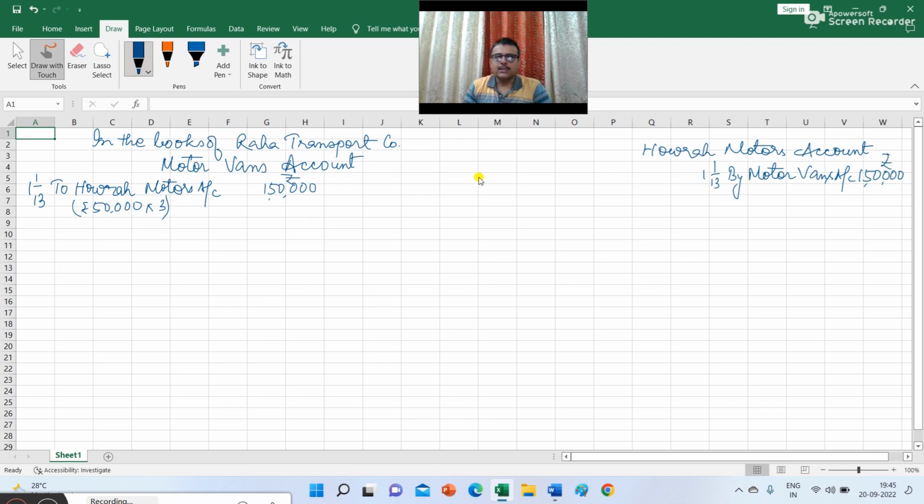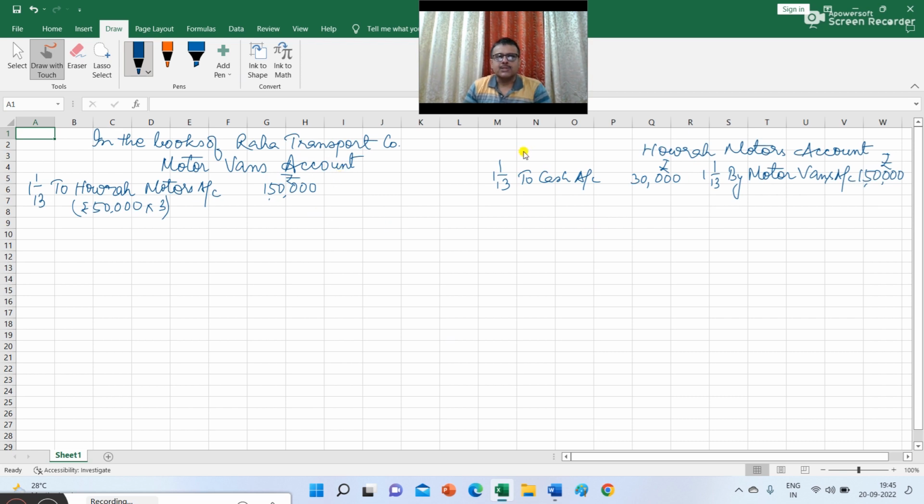1,50,000. So, on the same date, that is on 1st January 2013, there was a payment made by Raha Transport Company rupees 30,000 to Howrah Motors account. So, on 1st January 2013, I have to pay here to cash or bank account rupees 30,000. So, this is the down payment made by Raha Transport Company.